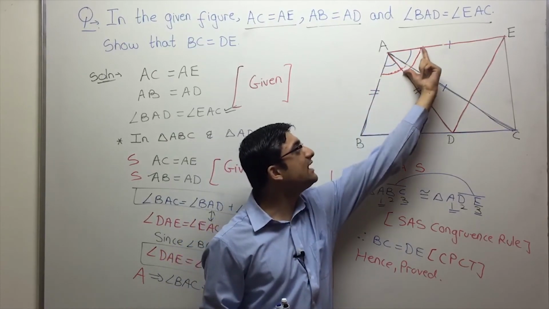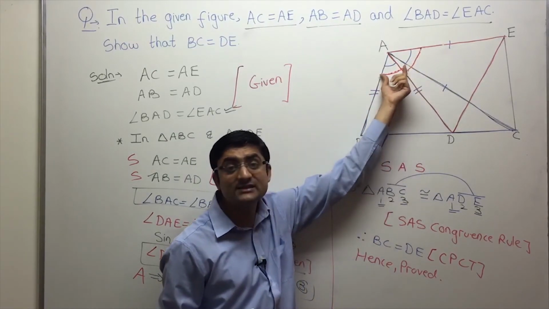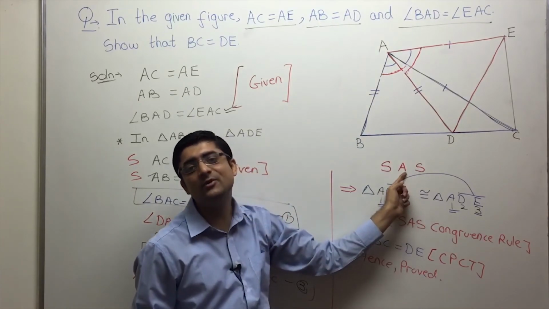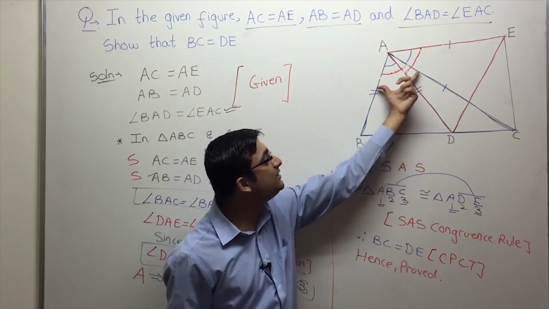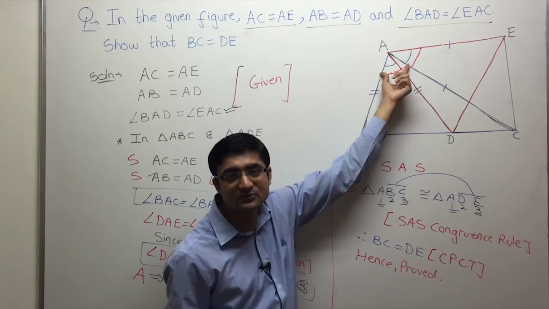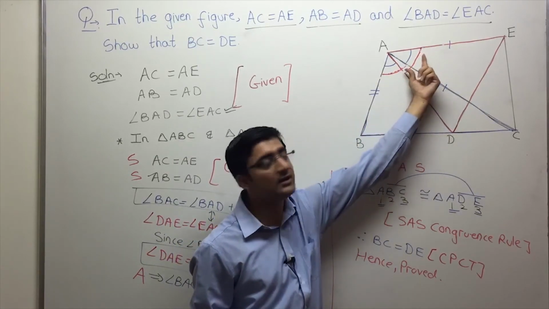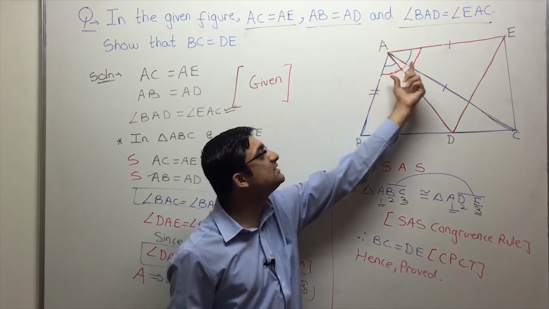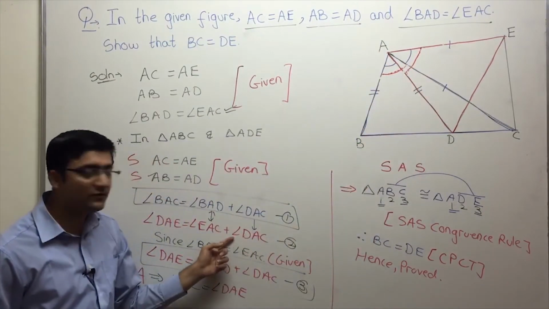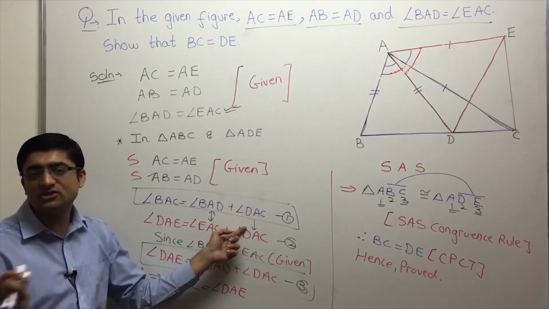Similarly, what is this angle? This plus this. Why am I taking this angle? We want the included angle between the 2 corresponding sides. So between these 2 corresponding sides, this is the corresponding angle, included angle. Between these 2 corresponding sides, this is the included angle. So this angle is this plus this, this angle is this plus this, which I've written over here. So these 2 angles match, not a problem.